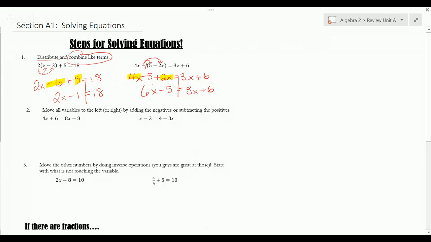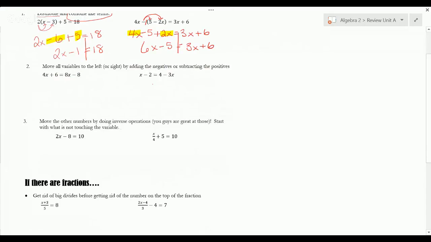All right, after you combine like terms, the next thing you need to be able to do is move all your variables to the left or the right. I tend to be consistent and take everything to the left, so that way people that struggle with it can see what's going on. So again, I draw my line down, and I need to move this variable over here. And since this is a positive 8x, I'm going to subtract 8x on both sides.